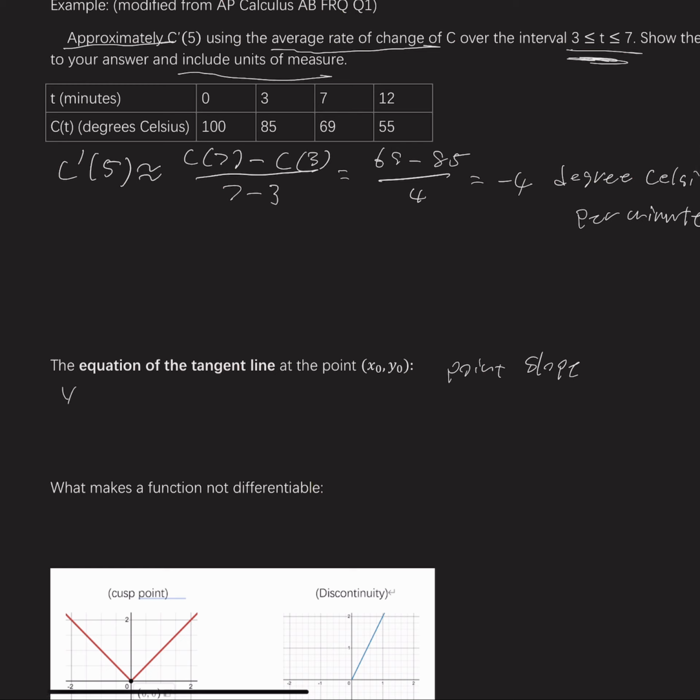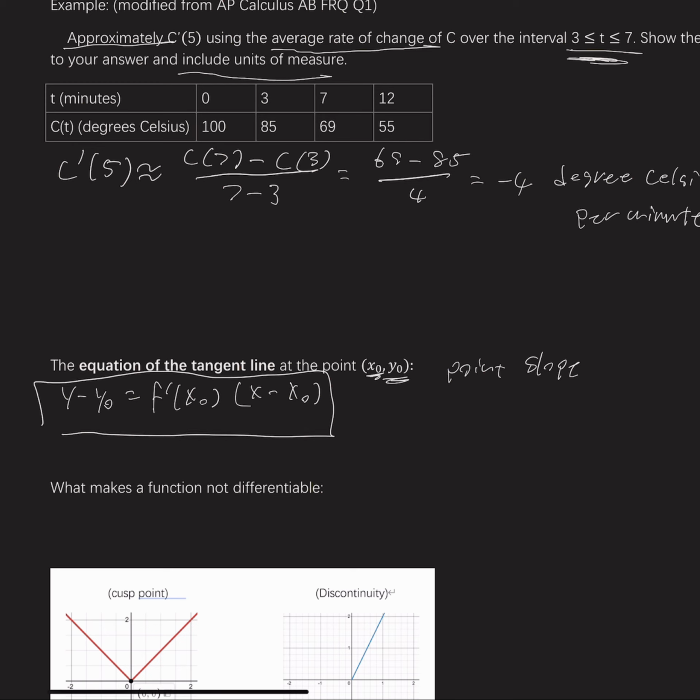So y minus your y value, which is y0, is equal to our slope. What is our slope? Our slope is the derivative. So it's f prime of x0 times our x minus our x value, which here is x0. And that is our equation of tangent line.